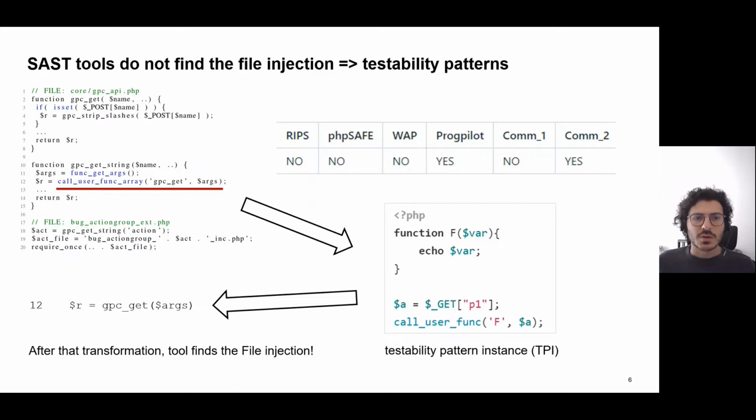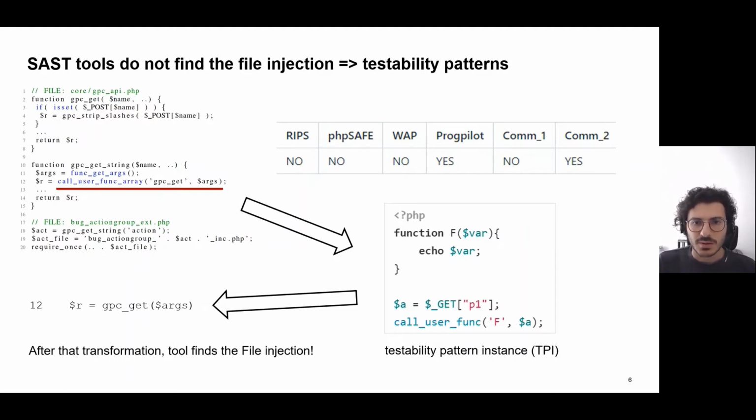To be sure this is the main reason and there are no other reasons, we transform this pattern and we check again. I just want to mention here that we transform the pattern to call the function directly instead of using the dynamic call. So now we scan the source code again and we found that the tool is able to discover the vulnerability.